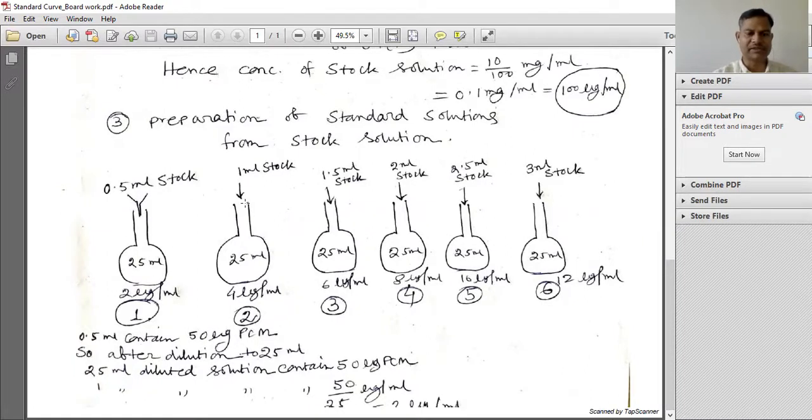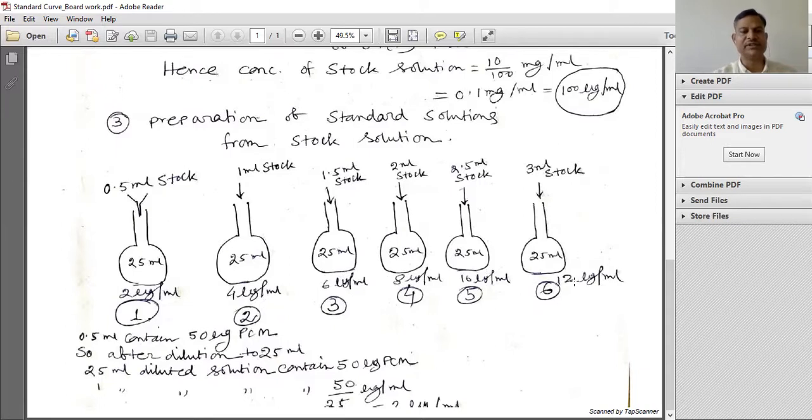Similarly, if you take 1 ml in the second volumetric flask, how much is there in 1 ml? 100 microgram. So 100 microgram is present in 25 ml. So 100 by 25 means 4 microgram per ml. So the concentration of the second diluted solution is 4 microgram per ml. Similarly, we are taking 1.5 ml, 2 ml, 2.5 ml, 3 ml stock. And if you dilute it with the media up to 25 ml, your concentration will come 6 microgram per ml, 8 microgram per ml, 10 microgram per ml, and 12 microgram per ml.